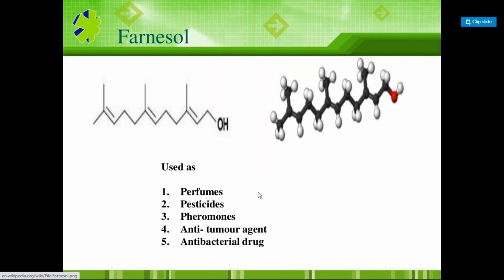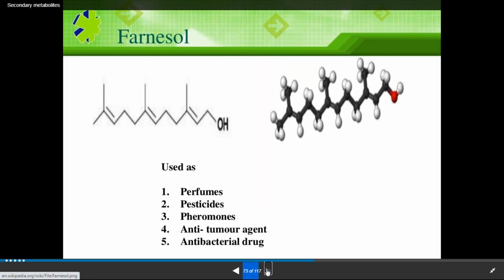Yes, ma'am. How will you get geranyl pyrophosphate? When one isoprene unit combines with isopentenyl pyrophosphate, you will get geranyl pyrophosphate. Clear? How will you get isopentenyl pyrophosphate? When acetate combines with acetic acid, you will get isopentenyl pyrophosphate. So we have discussed the mevalonic acid pathway backward now. Farnesol is used as perfume, pesticides, pheromones, anti-tumor agents, antibacterial drugs, etc.